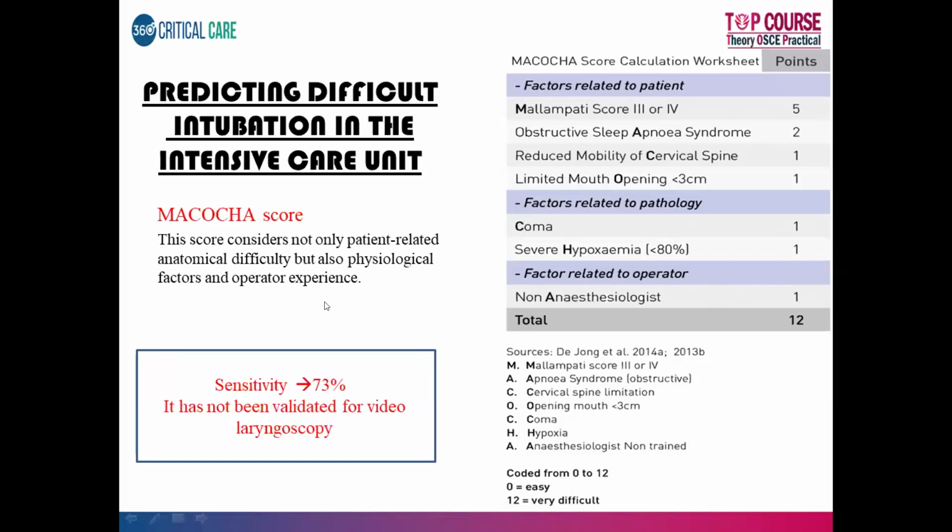And the disadvantage of this test is that it has not been validated for use with video laryngoscopy. So this is very important. The MACOCHA score you need to remember.